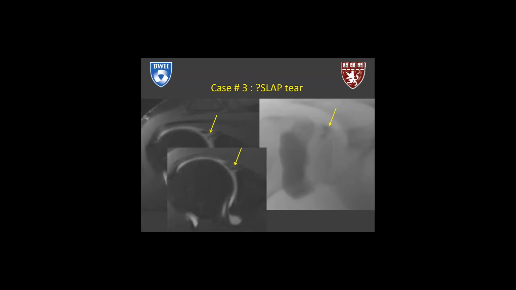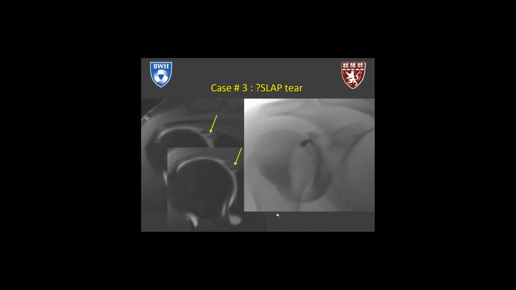So this raised a concern that there was a superior labral tear from anterior to posterior, or a SLAP-type tear. And the question is, is that really true? If we look back on our arthrogram here, this is a really important part to be mindful of: your needle tip as you do your arthrogram. You'll notice here that the tip actually migrated off the humeral head and is now within the labral soft tissues. So this could actually be iatrogenic in terms of its pathology.